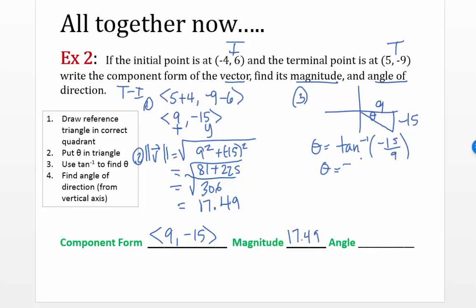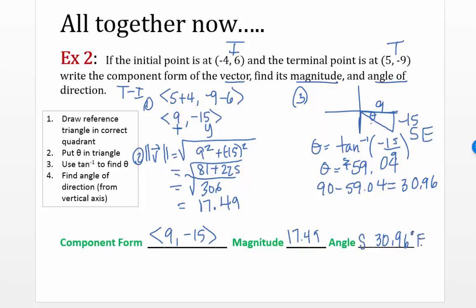again, I get a negative angle, but don't let that negative throw you off. It's 59.04, so throw out the negative, we don't care. But that's this angle right here with the horizontal. I want the angle with the vertical. So the way to get that is take 90 degrees and subtract the 59.04, and I get 30.96. Now, what direction is that? Well, hopefully you see that that's south and that's east. So I would say south 30.96 degrees east. There's my angle.